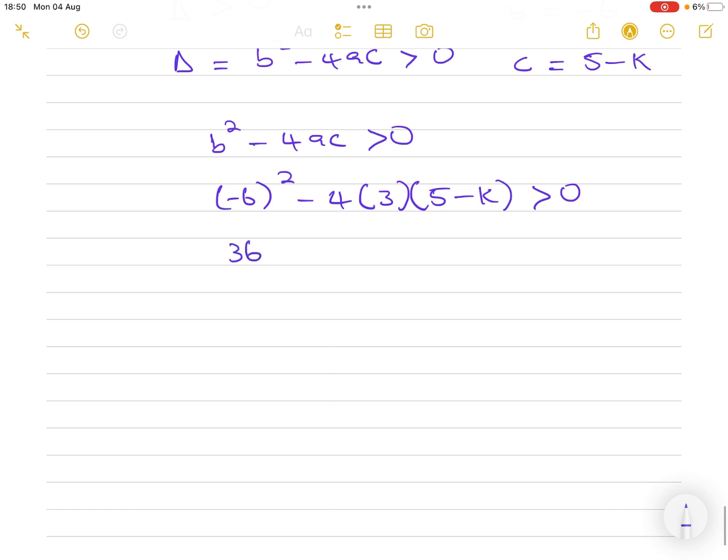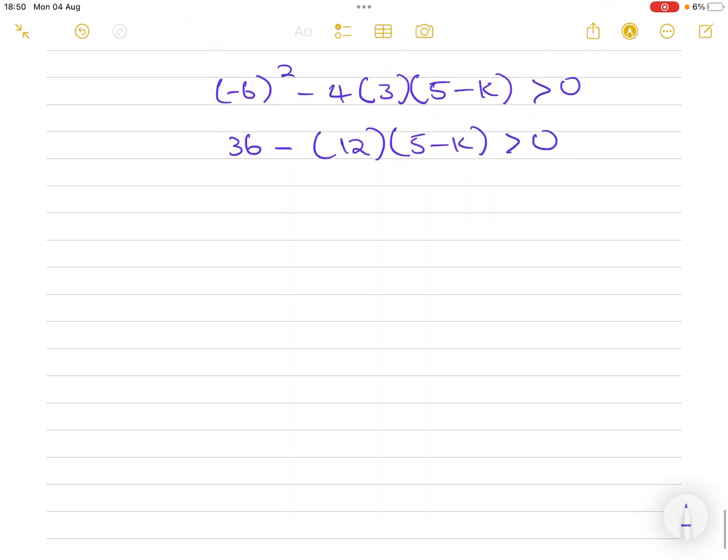So here it will be 36 minus 12 times (5 minus k), and it has to be greater than 0. Look carefully: I have 36 minus, when I multiply the two, 60, and multiplying with that one, plus 12k. It has to be greater than 0.